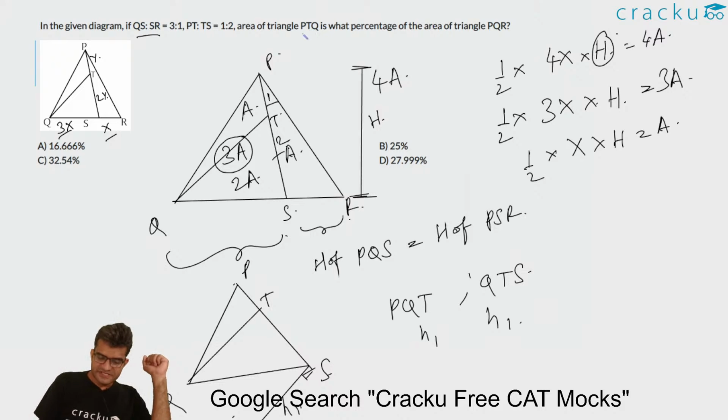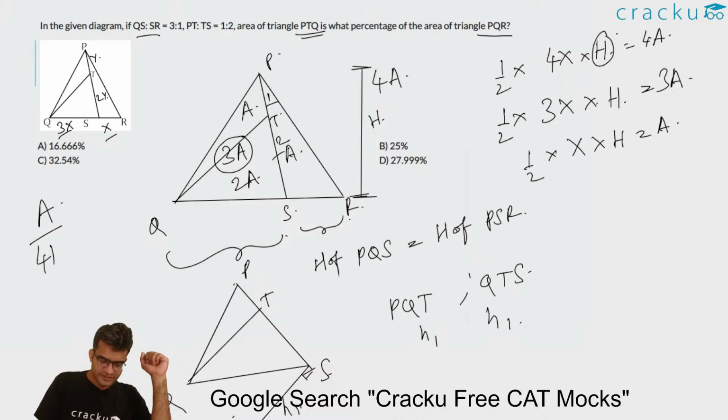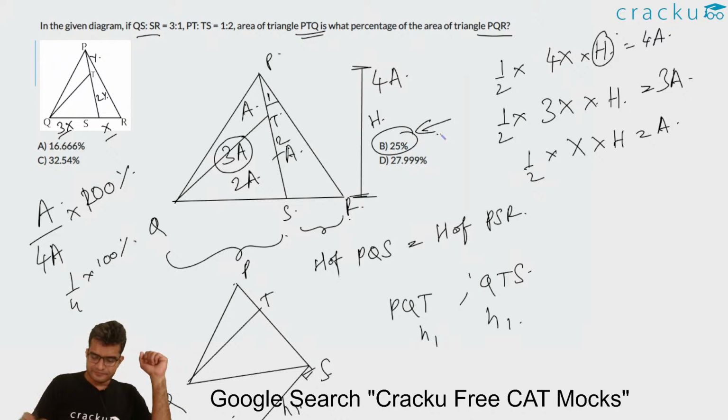So anyway, the area of triangle PTQ, which is A, is what percentage of the area of triangle PQR, which is 4A? This will be A divided by 4A into 100%, which is equal to 1 by 4 into 100%, which is 25%, which is option B.